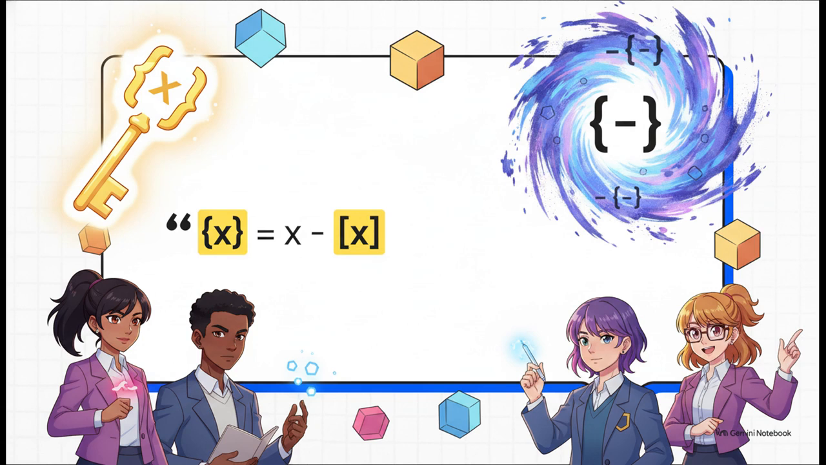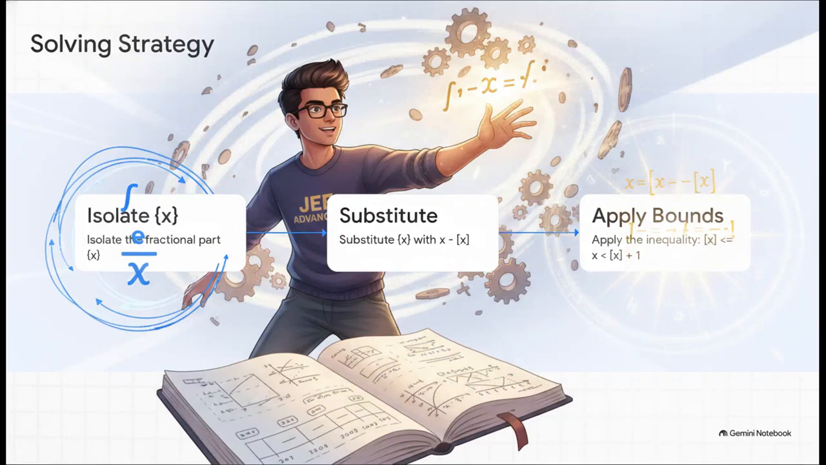Whenever you're staring at an equation and the fractional part is making it look completely impossible, swapping it out for x minus the greatest integer of x is the ultimate algebraic hack. Let's actually walk through how to apply this on test day. Step 1, isolate that fractional part in your equation. Just get it by itself.